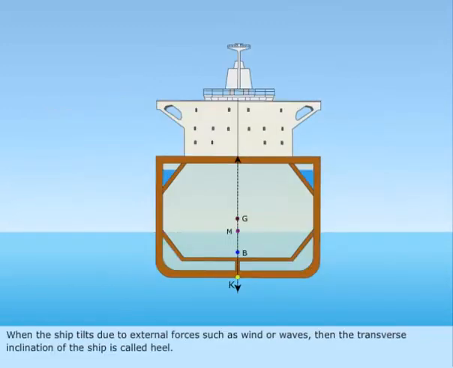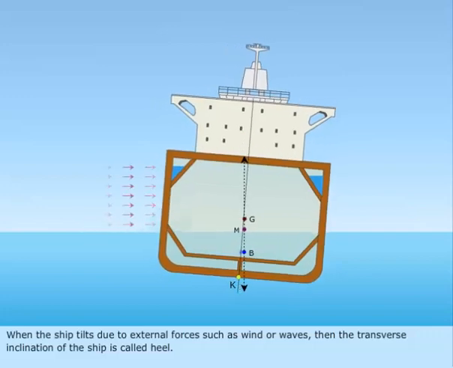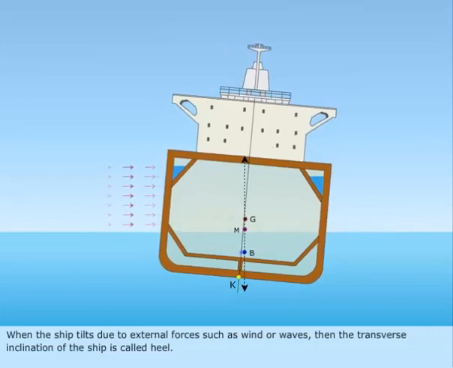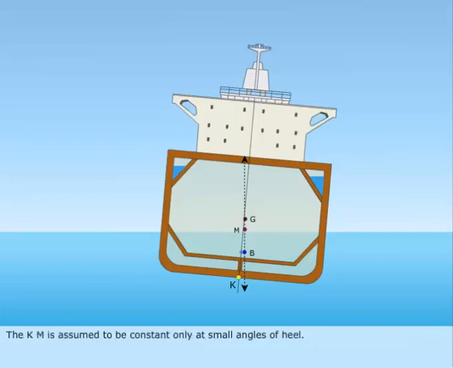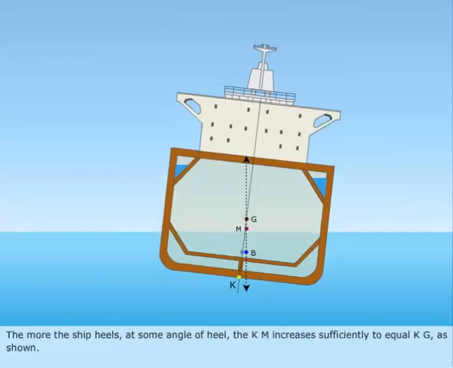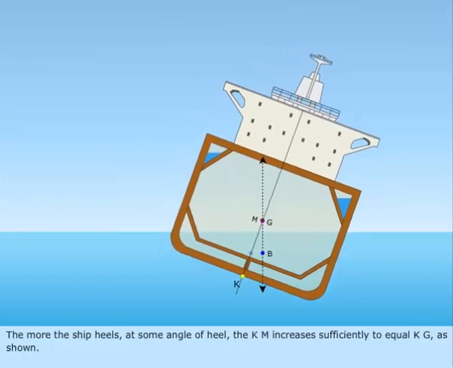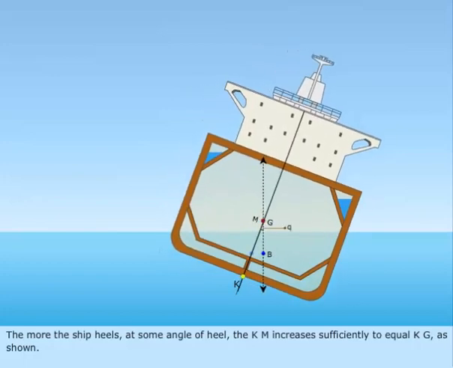When the ship tilts due to external forces such as wind or waves, the transverse inclination of the ship is called heel. The KM is assumed to be constant only at small angles of heel. As the ship heels more at some angle of heel, the KM increases sufficiently to equal KG as shown.